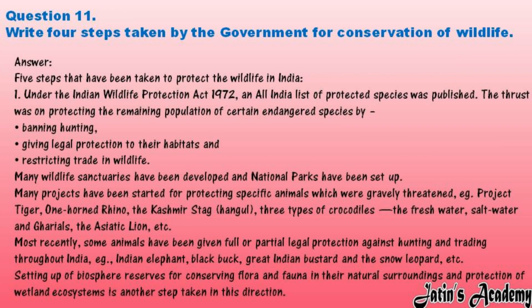Question 11. Write 4 steps taken by the government for conservation of wildlife. Answer. 5 steps that have been taken to protect the wildlife in India. 1. Under the Indian Wildlife Protection Act 1972, an All India list of protected species was published. The thrust was on protecting the remaining population of certain endangered species by banning hunting, giving legal protection to their habitats, and restricting trade in wildlife.